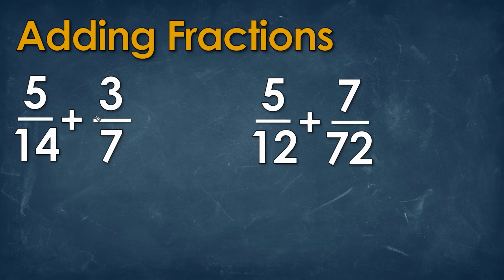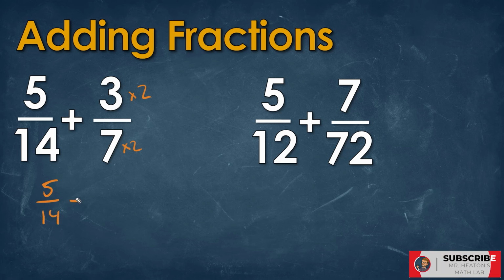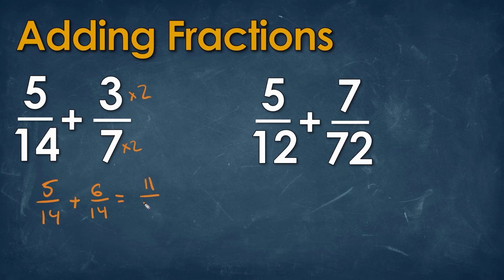Now looking at this one, again, we notice that we have 14 and 7 as the denominators. Well, I know that if I multiply this by 2 on the bottom, that will give me 14. So we'll multiply both top and bottom by 2. And if we do, we'll have 5 over 14 for that first fraction. And then we'll have 6 over 14 for the second fraction. And that gives us 11 over 14.